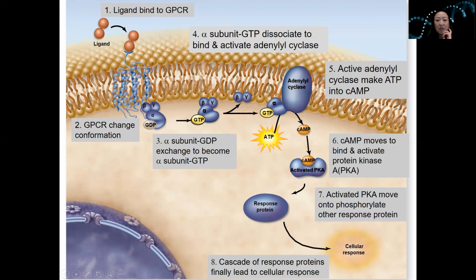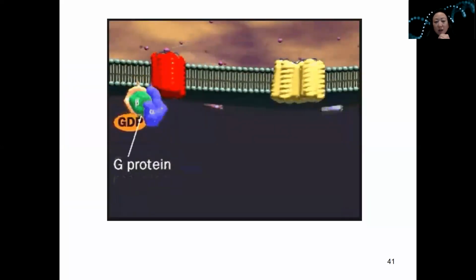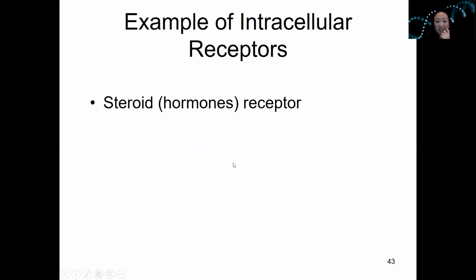The second type, hydrophobic ligand. Well, it can go through the cell membrane, right? So it will have an intracellular receptor. Now let's move on to that. Okay, so you can watch this video on your slide. I'm going to move on to giving you an example of an intracellular receptor.